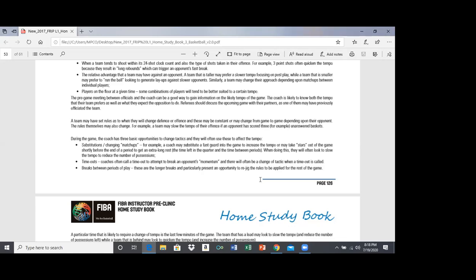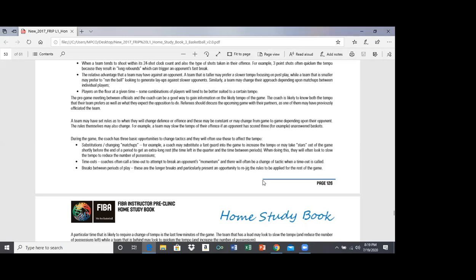Timeouts. Coaches often call a timeout to attempt to break an opponent's momentum. Sometimes to gain momentum. All right, it breaks the opponent's momentum, and there will often be a change of tactic when a timeout is called. Sometimes to change the momentum, I mean to break it is to change it. All right, so you don't go into a timeout just to break a team's momentum. Sometimes you want to up your own momentum by calling certain plays and working out certain plays.